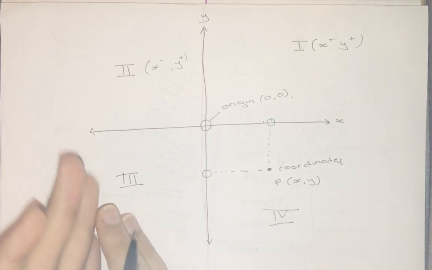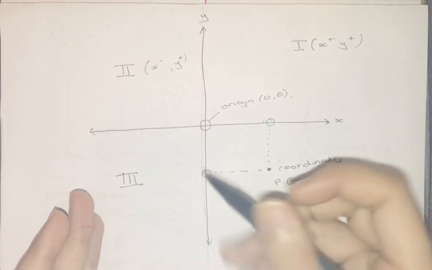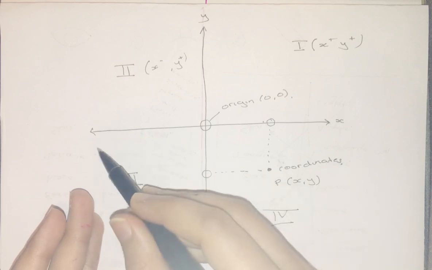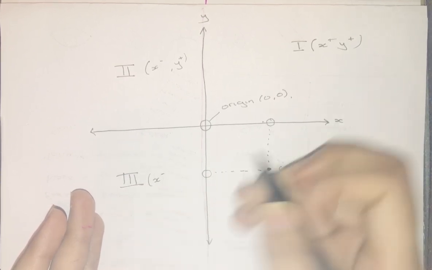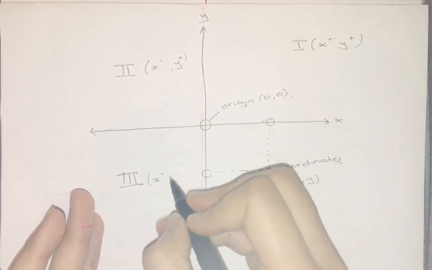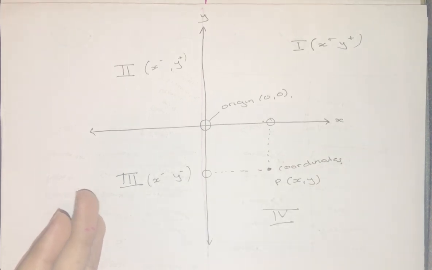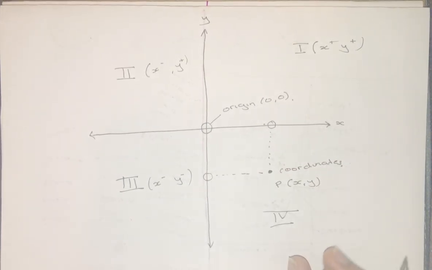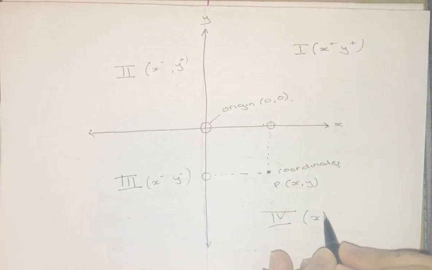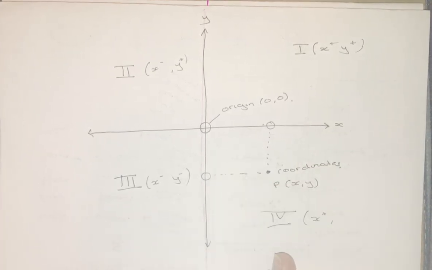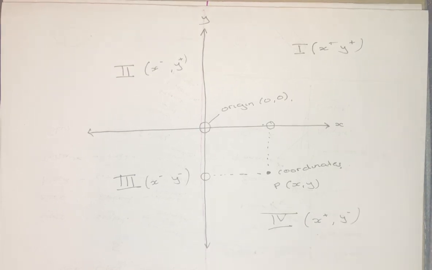And when you come to the third quadrant, the x is on the left side of the origin, so x will be negative, and the y is below the origin, so it's also going to be negative. When you go to the fourth quadrant, the x is on the right side of the origin, so it's going to be positive. However, the y is below the origin, so it's going to be negative. So these are some really basic things that you need to remember.